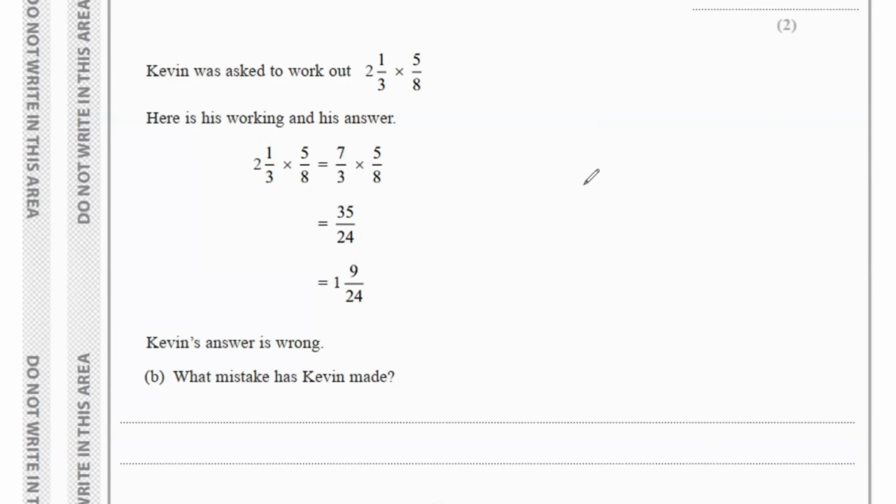Now to convert an improper fraction into a mixed number, we will divide 35 by 24. So we know that 24 ones are 24, 24 twos are 48. 48 is bigger than 35, so we will take 24. Now we subtract 24 from 35, which is going to give us 11, not 9. So this is what Kevin did wrong. His answer should have been 1 and 11 over 24.